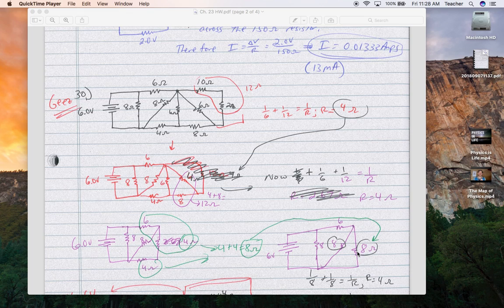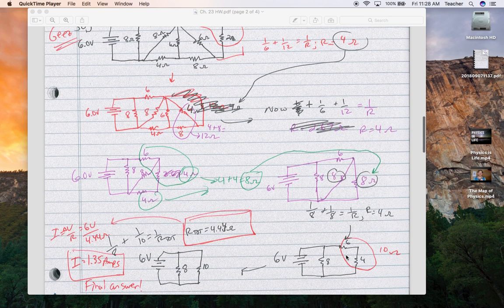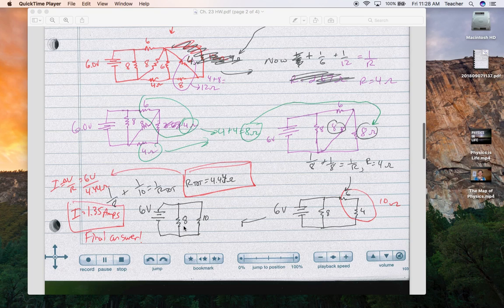8 ohm resistor here. Now I've got an 8 ohm and an 8 ohm in parallel. That makes a 4. Now I've got the 4 and the 6 up top in series. That gives me a 10. And finally, we've got a 10 in parallel with an 8, and that gives me 4.44 ohms. And that will give me a current of 1.35 amps through the battery.